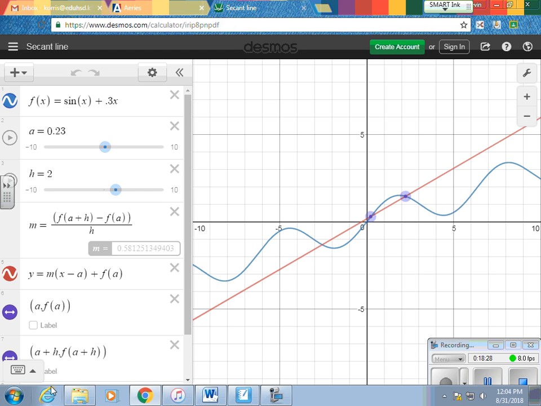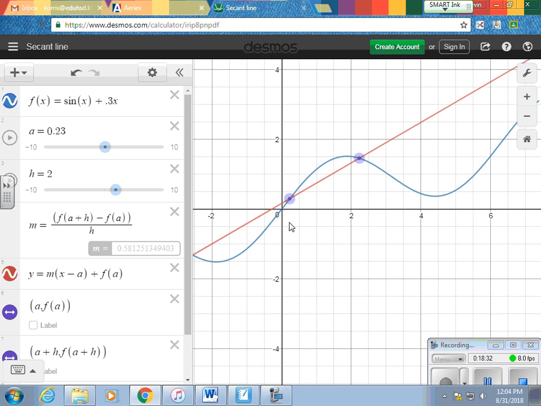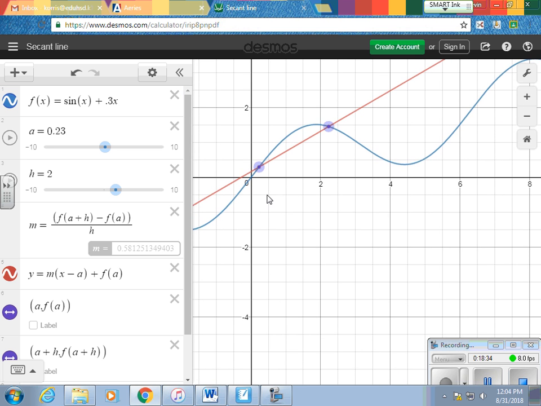I'm going to see if I can make it a little bigger. There, that helps. So I have point A, at point 2. This is the point of tangency. Think about this as x, this is point A, and this is A plus h. So if I take the limit as h goes towards 0, right now they are 2 units apart.